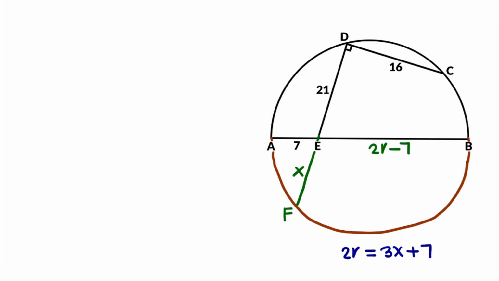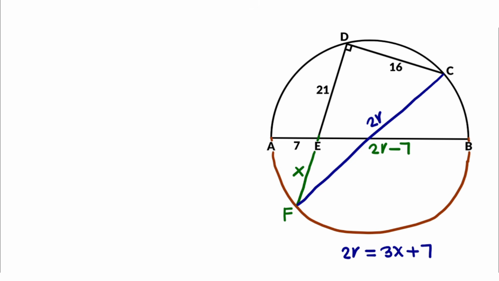Now comes the geometric breakthrough. Notice that angle CDF is a right angle. According to Thales' theorem, whenever an angle on a circle is 90 degrees, the side opposite that angle must be a diameter. So, if we join points C and F, segment CF is a diameter. Its length is 2r. That gives us a right triangle, triangle CDF.